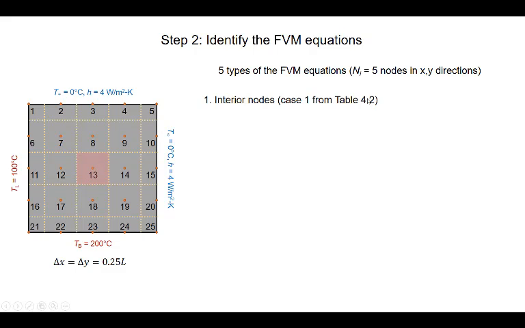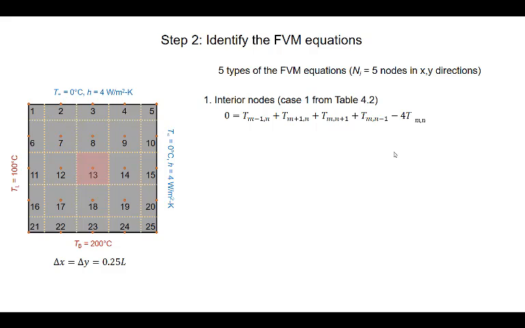The governing equation is most easily obtained from case 1 in table 4.2. The 9 interior nodes are nodes 7, 8, 9, 12, 13, 14, and 17, 18, and 19. I've highlighted node 13 here as representative of this particular case.